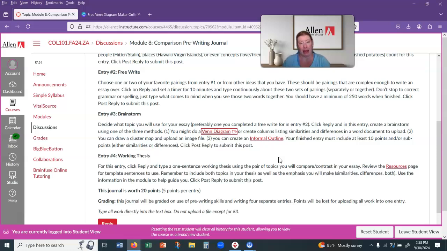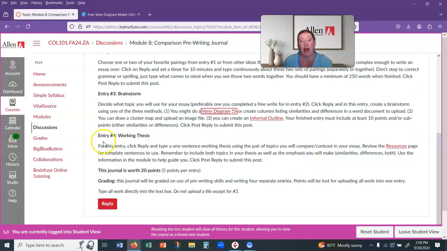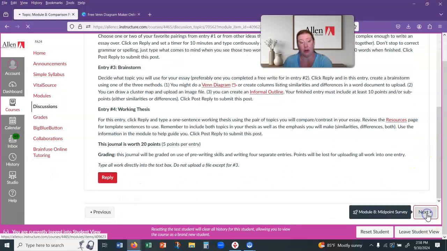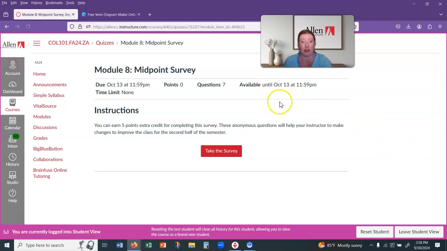Or you can do a cluster map, which we've done before, or you can do an informal outline. So I think that visually Venn diagrams work the best for comparison. And then you'll come up with a comparison thesis, and that resources page gives you more information about that. So you'll post your 4 entries separately, just like you've done before.